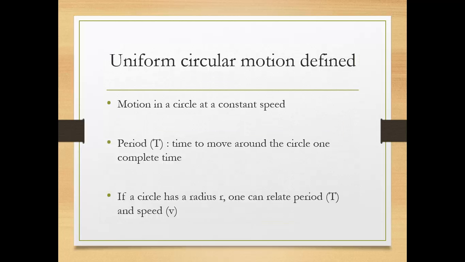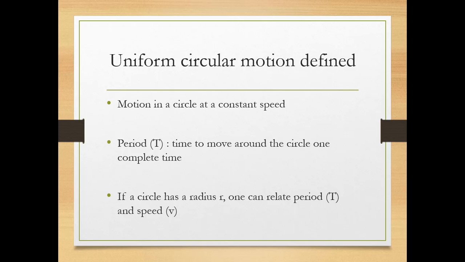So first of all, when we talk about uniform circular motion, what we're really talking about is motion in a circle at a constant speed. One of the terms that's important for us to know in this type of motion is the period. That's the time to move around the circle one complete time. You can think about it as the time from when you start the circle until you get back to your starting point, when you've gone one time around the circle.